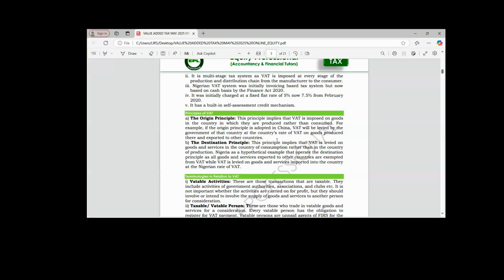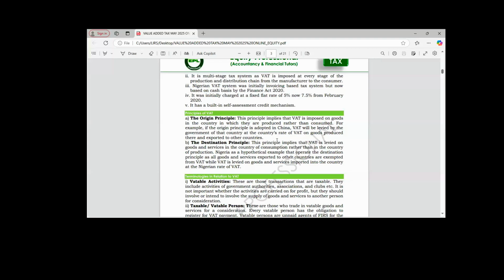So the second principle is the destination principle. This principle is the one that we adopt here in Nigeria. Because why? Because we are a non-producing country. We don't produce. We only rely on foreign products mostly. So what does this destination principle mean? That the value added tax will be charged in the country where that goods is being consumed.